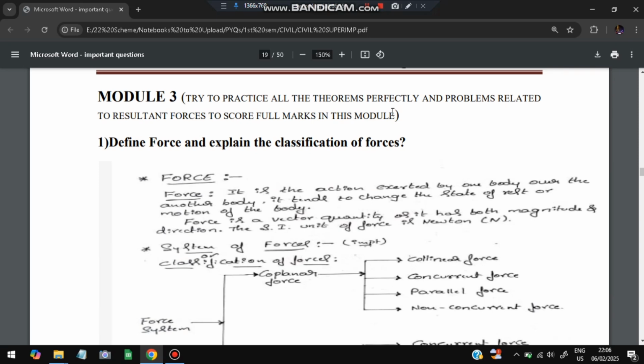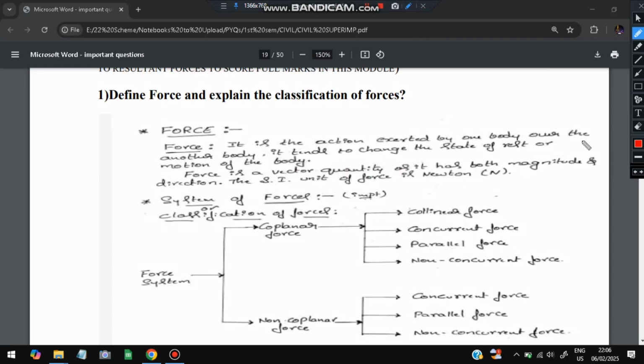Moving on to module 3, we have a lot of theorems and numericals that were the most important questions from module 3. Let's have a look. The first one is: define force and explain the classification of forces. What is a force? It is an action exerted by one body on another body.